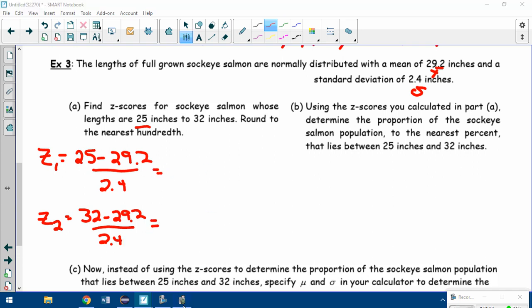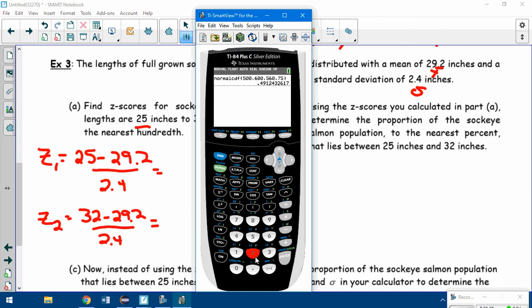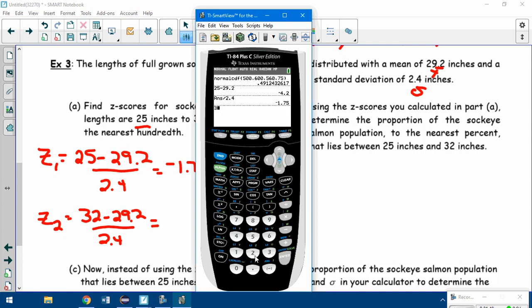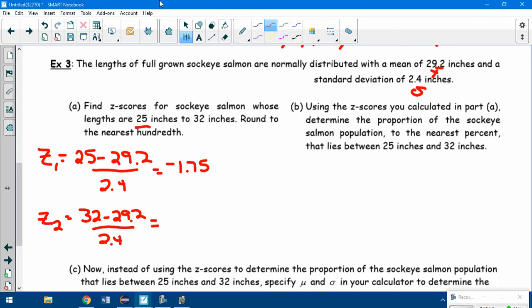So this is our old way of doing it right now. 25 minus 29.2, hit enter, divided by 2.4. That's negative 1.75. And my upper, 32 minus 29.2, hit enter, divided by 2.4, 1.16 repeating. Oh, but I did say nearest hundredth, so 1.17.